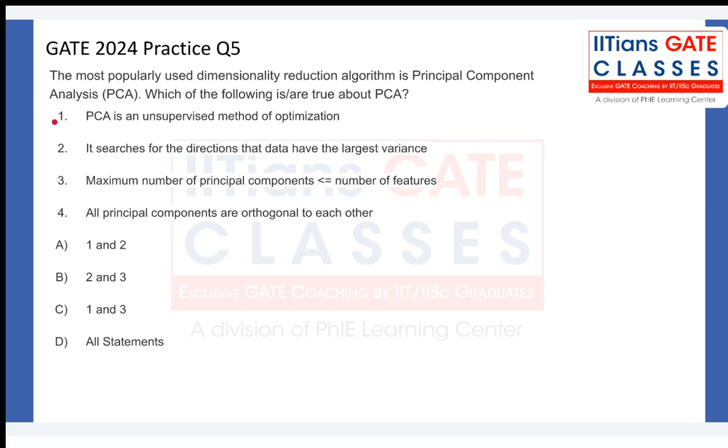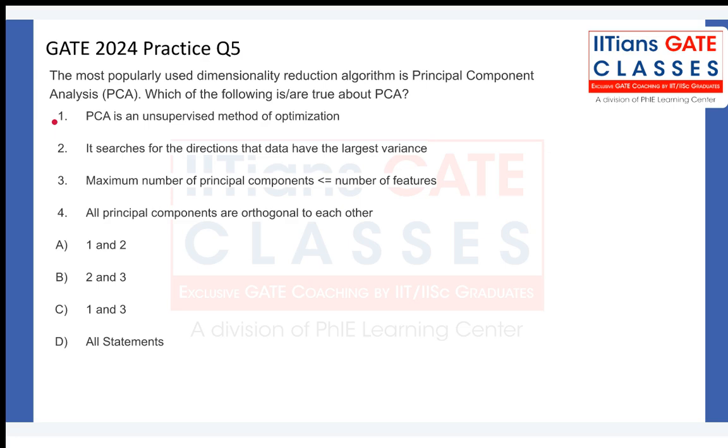Which of the following is or are true about PCA? PCA is an unsupervised method of optimization. Is that true? Yeah, it's true, right? Unsupervised. It searches for the directions in which the data have the largest variance. Come on, that is the whole point of doing PCA, right? You're trying to maximize the variance of the transformed directions, so you get the maximum variance.